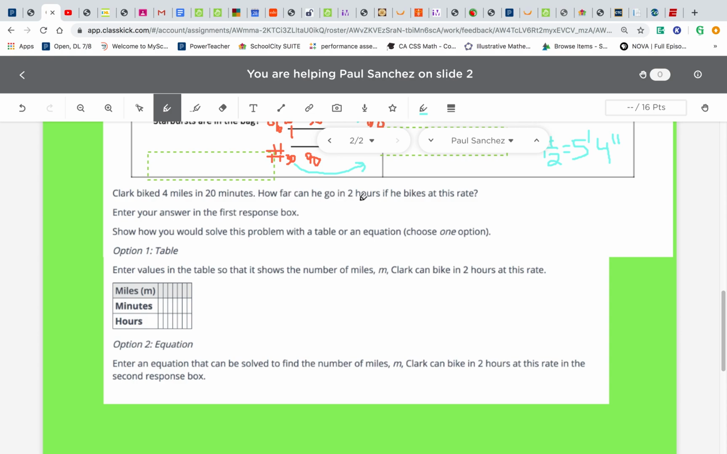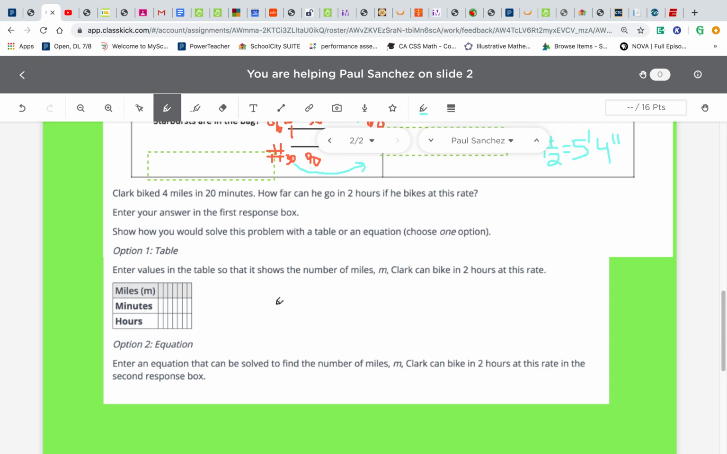Well, how far can he go in 1 hour? Okay, if it's 4 miles in 20 minutes, this is where you have to be careful. It's not 4 miles an hour. It's 4 miles in 20 minutes. How many 20-minute segments are in an hour? 20 times 3. Right? So that means in an hour, Clark's actually covering 12 miles. So if he's covering 12 miles in an hour, how far can he go in 2 hours? Well, it's going to be 12 times 2. He's going to be able to go 24 miles.